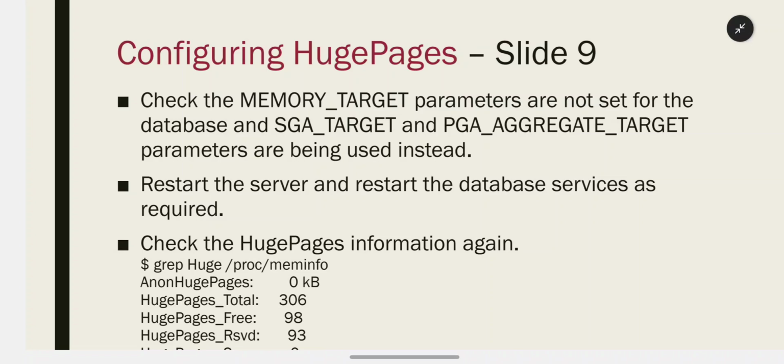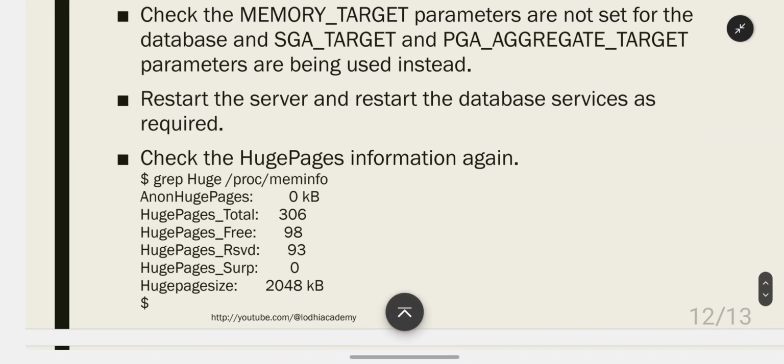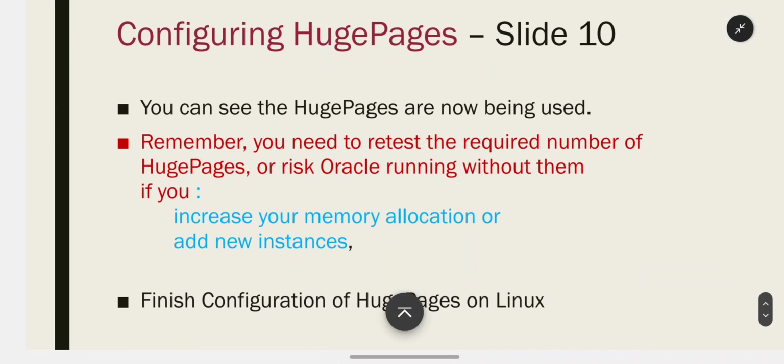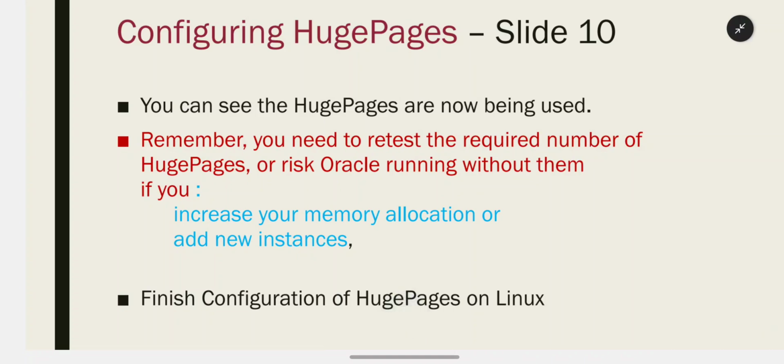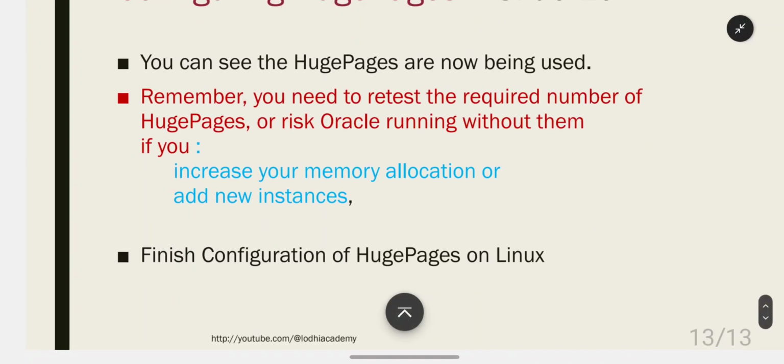Now check the hugepages information again. Same command: run grep huge /proc/meminfo. Now you can see hugepages total is 306, free 98, and reserved 93. So it means now it is properly in use. Remember, you need to reset the required number of hugepages or risk Oracle running without them if you increase your memory allocation or add new instances. Definitely, if you add new instances, then you have to distribute between them. Finish configuration of hugepages on Linux.